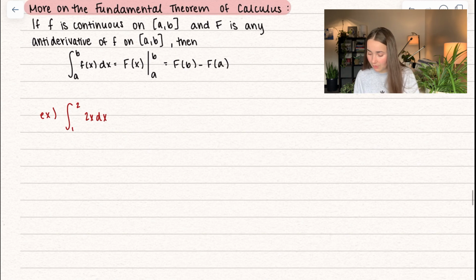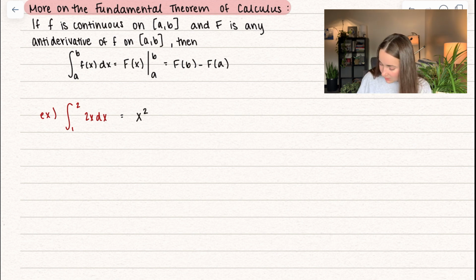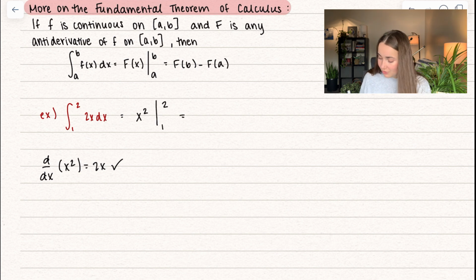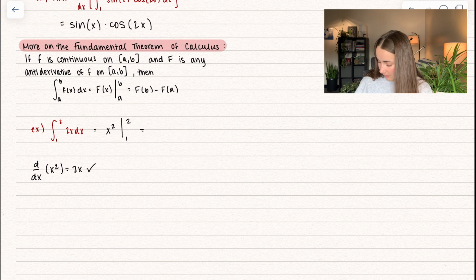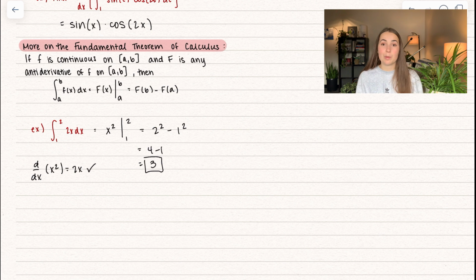We have the integral from 1 to 2 of 2x dx. So our first step is to find the antiderivative of 2x, which is going to be x squared. And we can check that because the derivative of x squared is equal to 2x. So I know that's the antiderivative. And we are working on the interval from 1 to 2. So what we get to do is we get to plug in the upper value. So we do 2 squared, and we subtract the lower value plugged in. So when we write that out, we get 4 minus 1, which is equal to 3. And this value represents the area between the function, which is 2x, and the x-axis between 1 and 2.